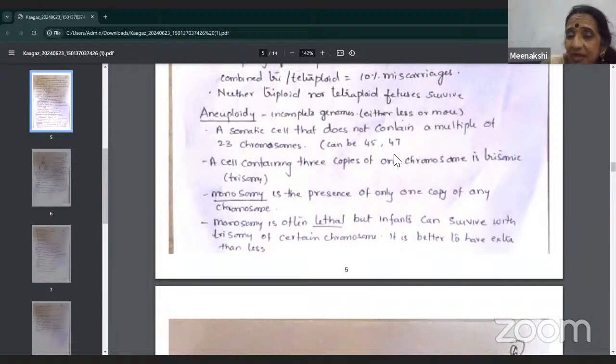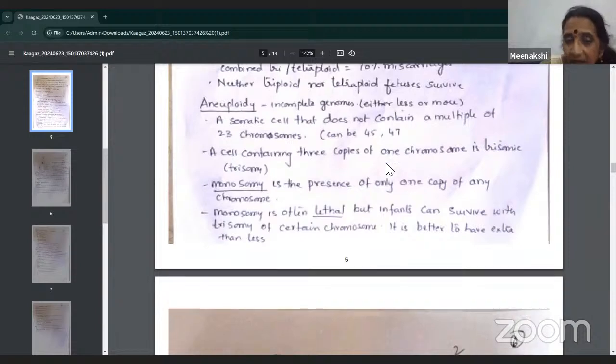For example, take the 19th chromosome. We should have a homologous pair, only 2, but we will see a third one also. In the case of chromosome 21, instead of a homologous pair, there will be one more extra chromosome. So 3 copies of one chromosome is called trisomy.